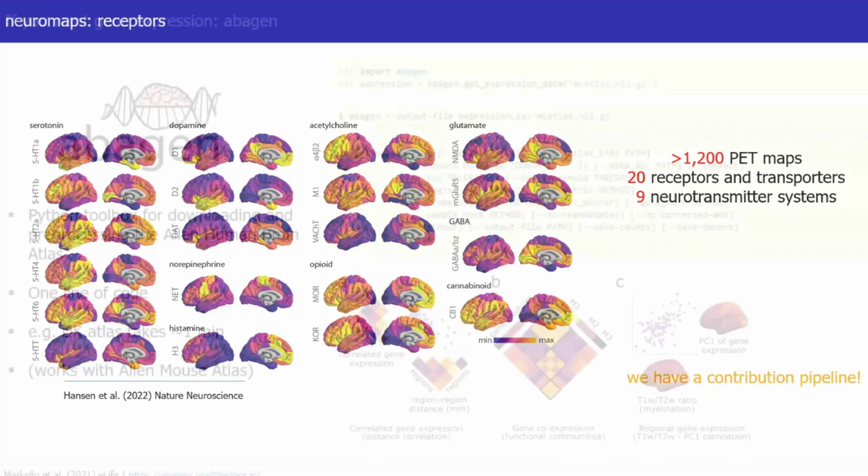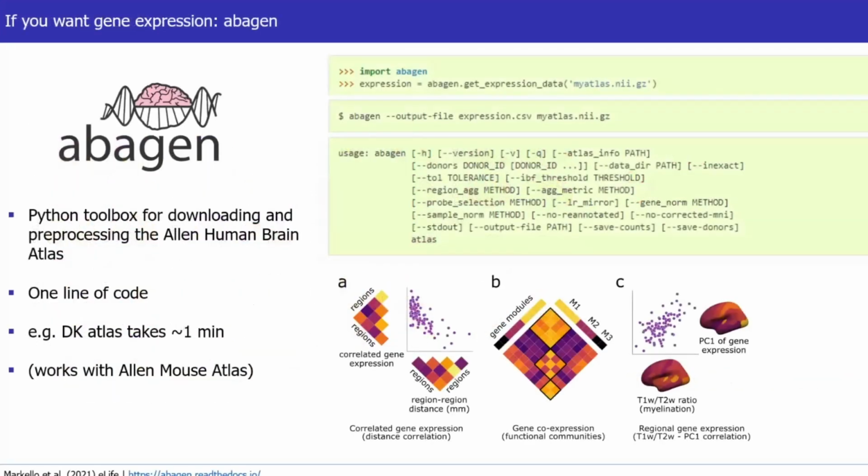I mentioned briefly that we had some data on gene expression. We actually have another tool called Abagen that we developed specifically for working with gene expression data. So the tool will, with one line of code, access data from the Allen Human Brain Atlas. It'll download it and pre-process it for you. It typically takes about a minute.